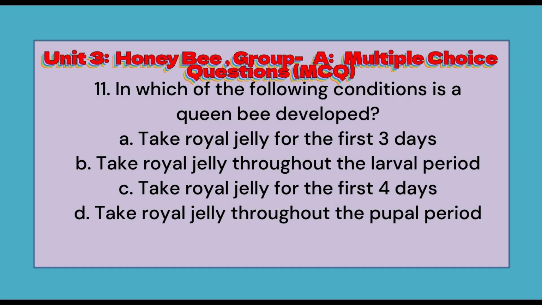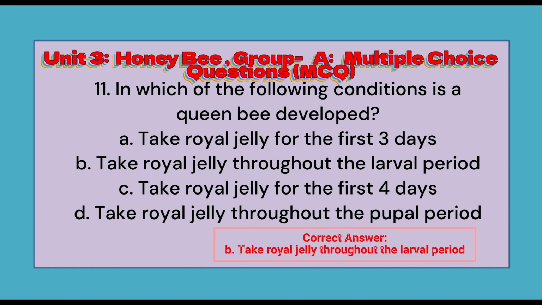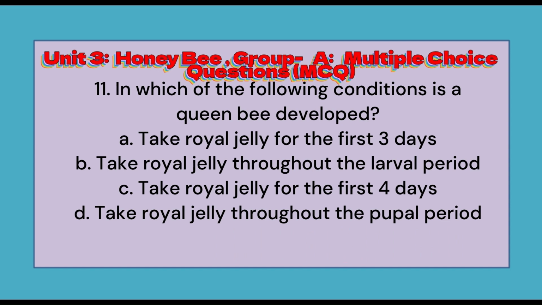11. In which of the following conditions is a queen bee developed? A. Take royal jelly for the first 3 days. B. Take royal jelly throughout the larval period. C. Take royal jelly for the first 4 days. D. Take royal jelly throughout the pupal period. Correct answer: B. Take royal jelly throughout the larval period.